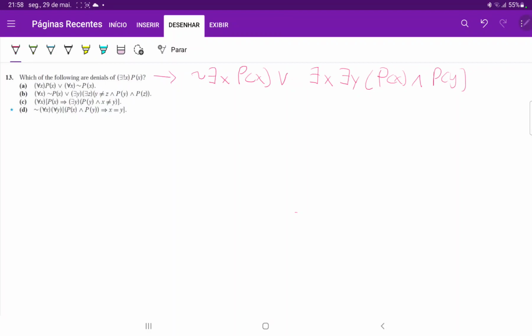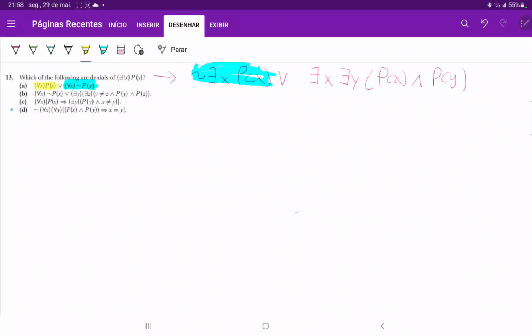Now, I'm just going to color code it. So this, maybe I'm going to highlight it. So this part, for all x, not p of x, this certainly takes care of this one, right? So we're saying if for all x, not p of x, then certainly there does not exist an x such that p of x. Okay, but what about this part?